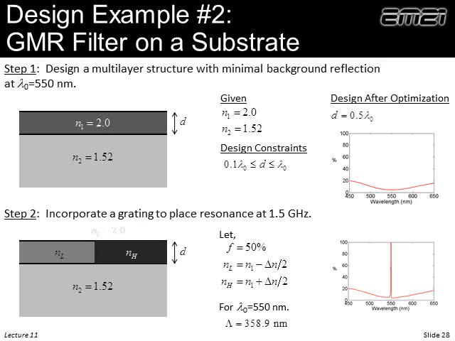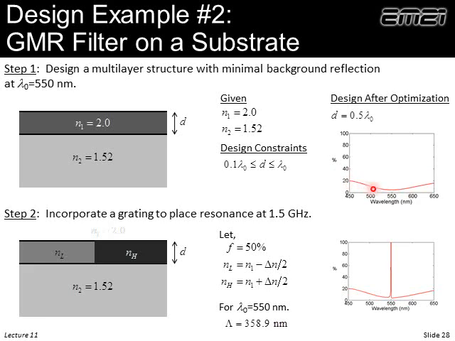Here's a second design example where we want to put a guided mode resonance filter on a glass substrate for optics. So our glass substrate's down here. We would model this as an infinite half space and air on top. So what we'll do is we'll design these layers, this intermediate layer, so that we get a low background reflection, or whatever background reflection we wanted.